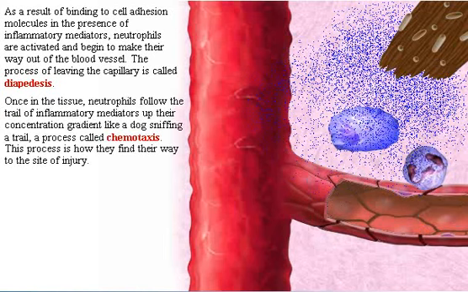Once in the tissue, neutrophils follow the trail of inflammatory mediators up their concentration gradient like a dog sniffing a trail, a process called chemotaxis. This process is how they find their way to the site of injury. Click the neutrophil to see chemotaxis.